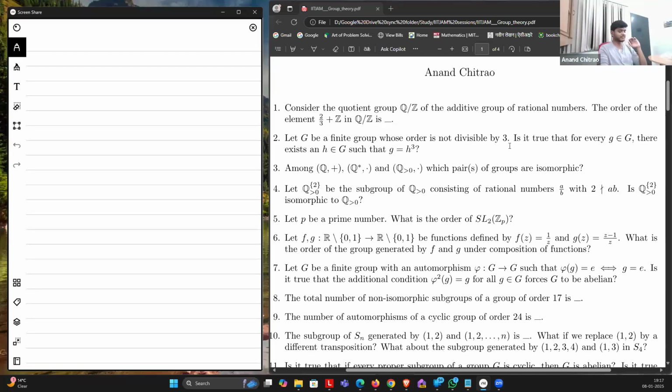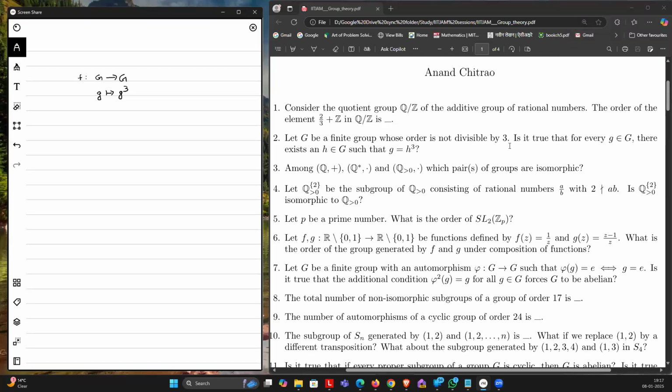Yeah. So let us see. Let us follow some naive idea. Look at the homomorphism f from G to itself given by little g goes to g cube. Is this a homomorphism? Yes, sir. Really? G is not assumed to be abelian.